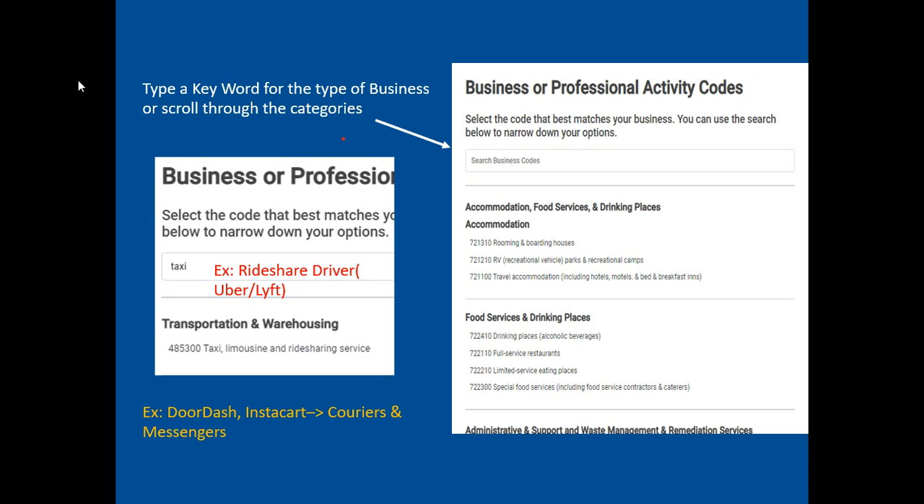People who clean houses, janitorial. People who cut grass, your landscapers, well, that's landscaping. People who are carpenters and all that kind of stuff, you can look under construction, whether it be home or house. That's how you can kind of find things. You can scroll or type in keywords.